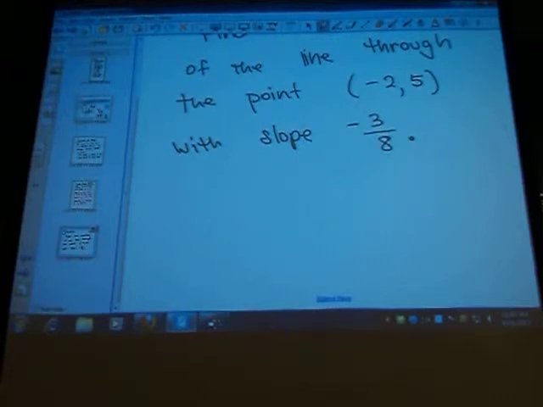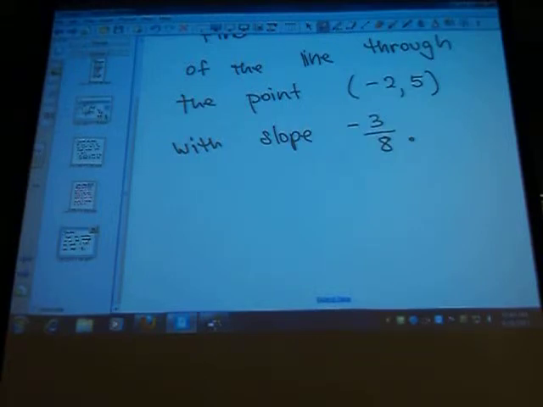I have it written out. I know my point is -2 and 5, my slope is -3/8. And so I replaced the corresponding letters. Okay, so I want to do y minus y1, and y1 would be 5. X, you would do +2. So that's going to be a 5 right here, right? Yep. I just write them above the points, so I know.